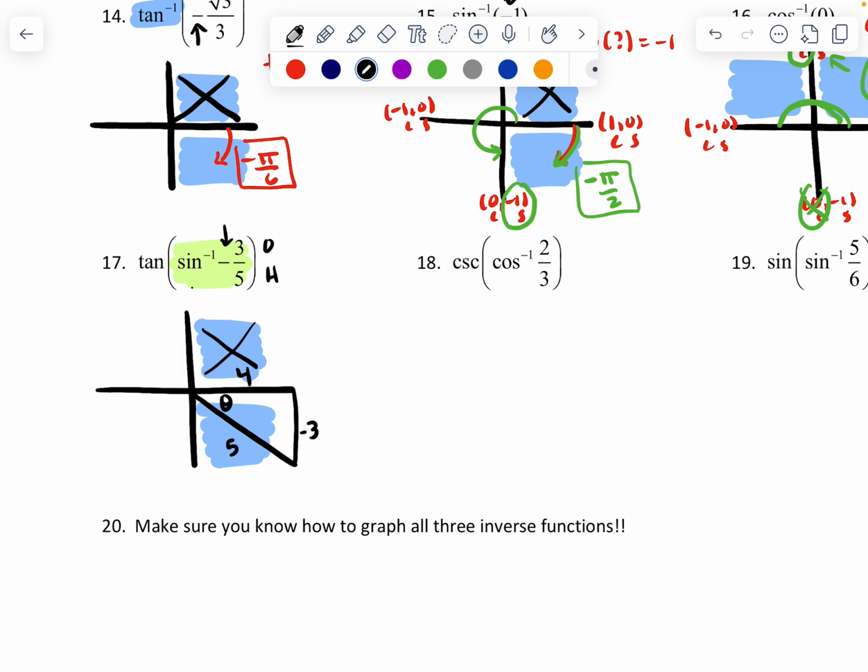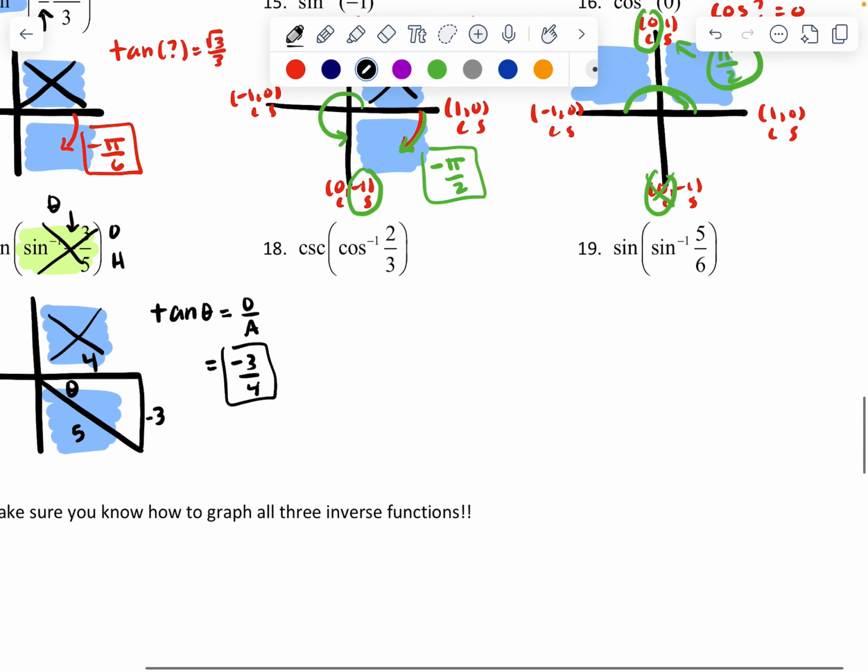Once you draw your triangle, you can get rid of this. This is just representing your angle theta. And the question is, what is the tangent of theta? Well, tangent is opposite over adjacent. The opposite is negative 3. The adjacent is 4. Okay, this guy right here, let's do this one.